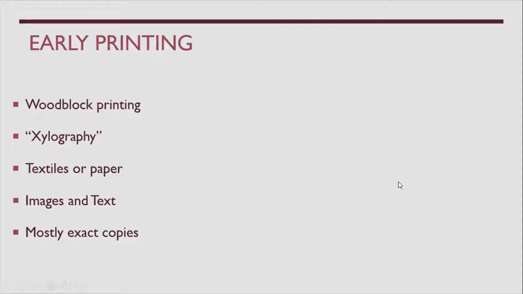So before we get started talking about movable type itself, I think it's important that we spend some time looking at the history of early printing methods. Namely, this is woodblock printing or xylography. This is a technique that was used throughout Asia. In particular, we see it in China, Japan, and Korea.